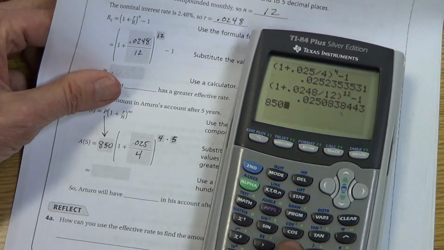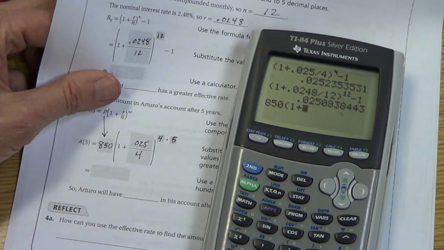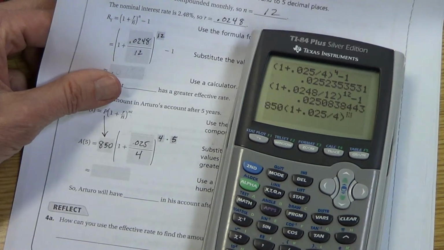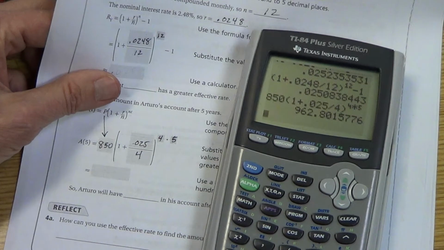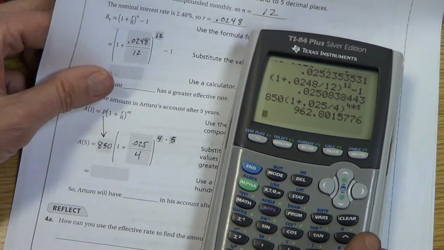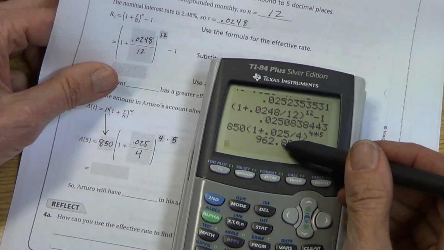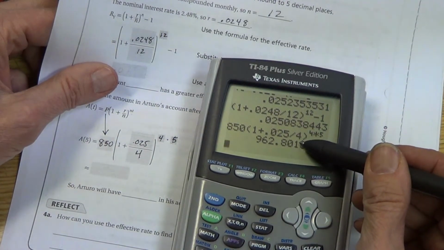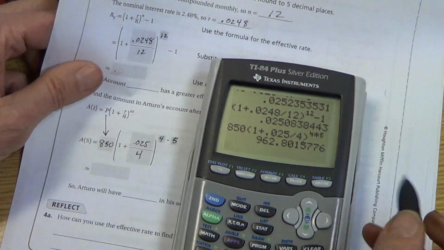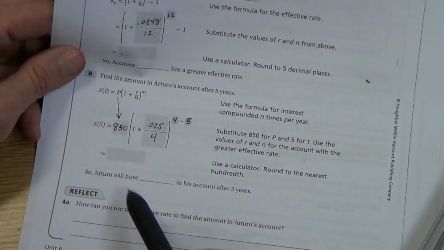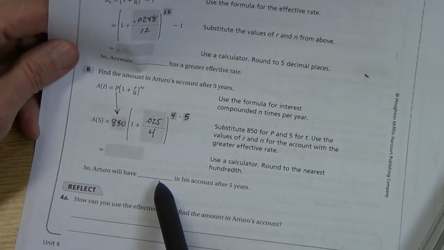Okay, so we have 850, parenthesis 1 plus 0.025 divided by 4, parenthesis closed, raised to the 4 times 5. Okay, $962, and this is cents, 80, there's a 1 there, so it would be 80 cents. So that's what you'd fill in here. That's also what you'd tell here with the dollar symbol here.